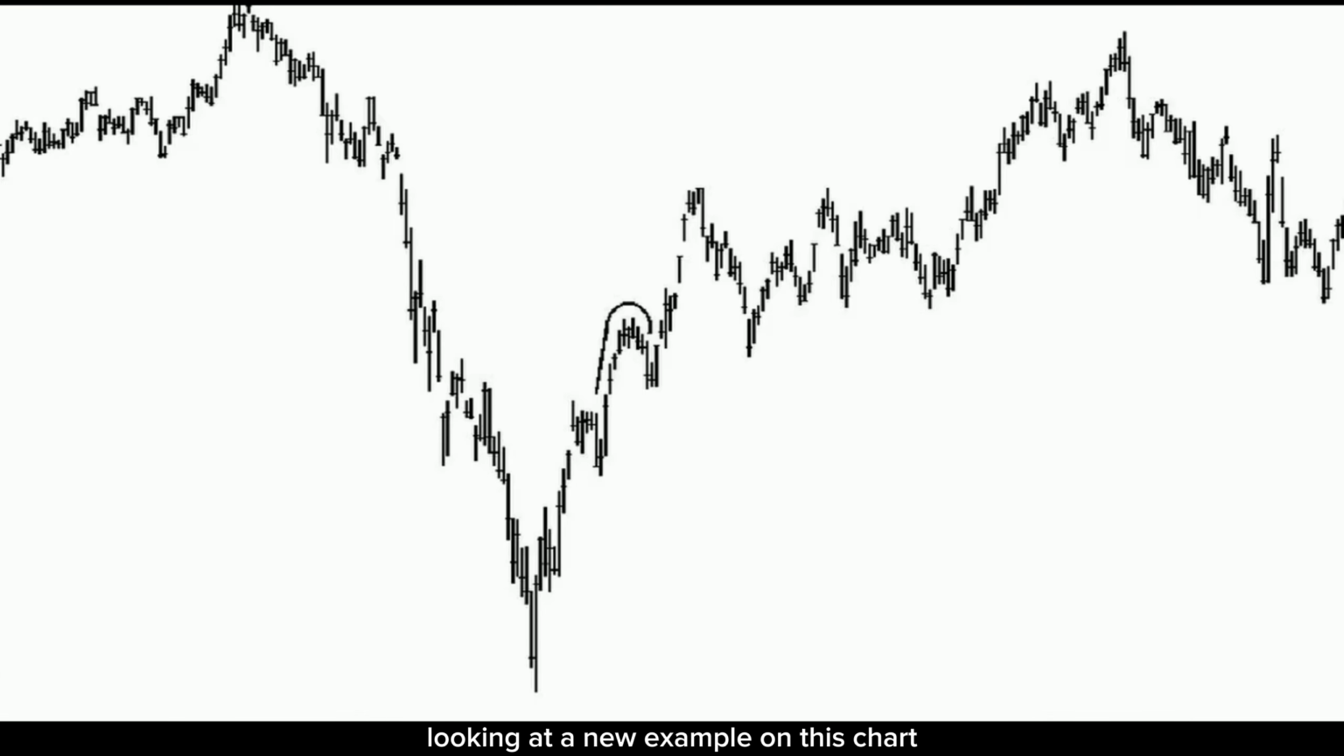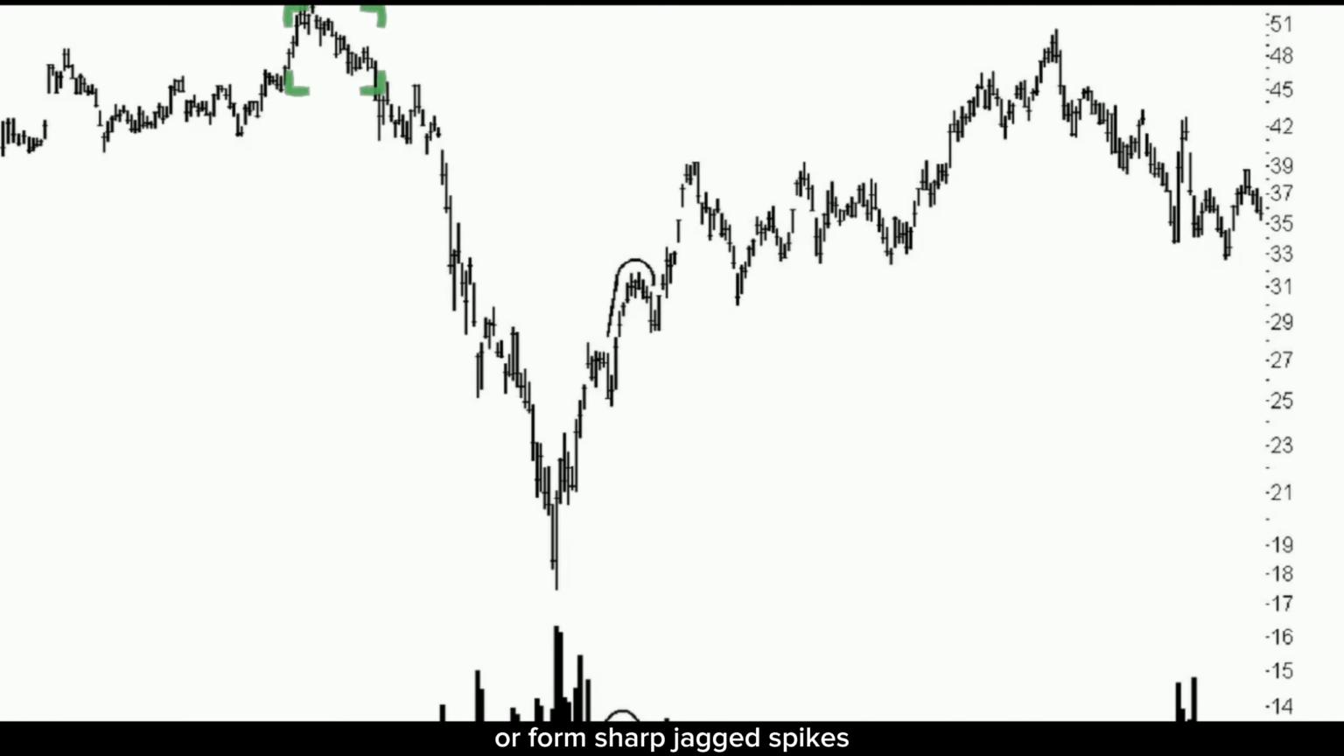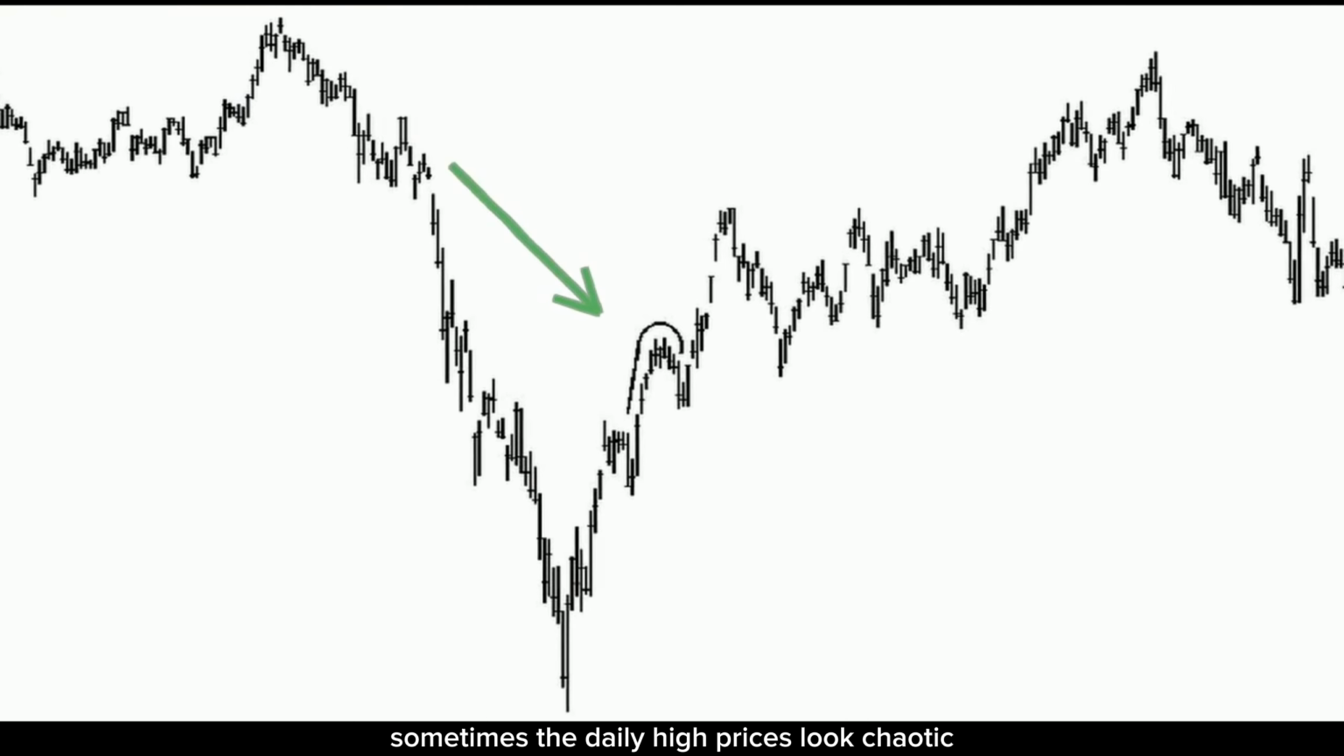Looking at a new example on this chart, notice the top of the formation. It forms a smoothly rounded curve. You want to avoid patterns that flatline at the top or form sharp, jagged spikes. Sometimes the daily high prices look chaotic, like a single tree sticking out of a hill. If the highs are messy, examine the daily lows. If connecting the bottom of the candles forms that smooth, rounded dome, the pattern still qualifies.